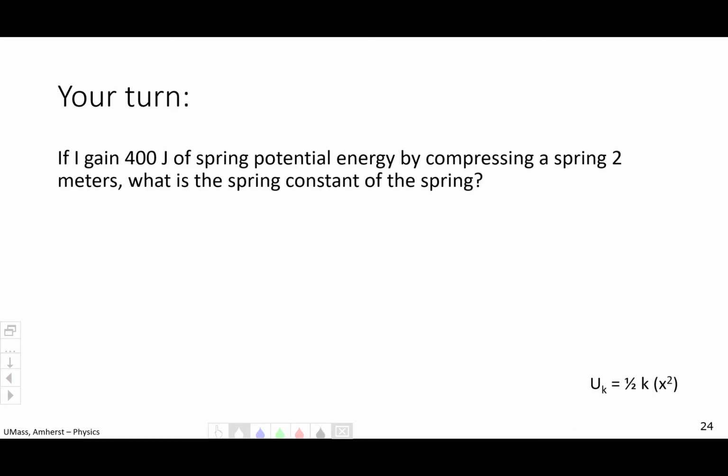All right, try this on your own or with a partner. If I gain 400 joules of spring potential energy by compressing a spring 2 meters, what is the spring constant of the spring? Okay, go ahead and try this out, and we'll come back to it in a minute. Go ahead and pause.